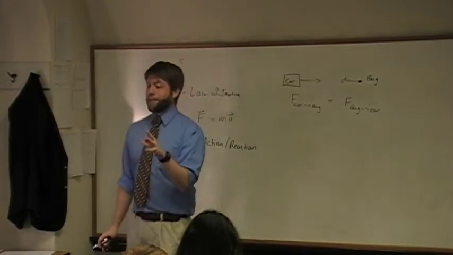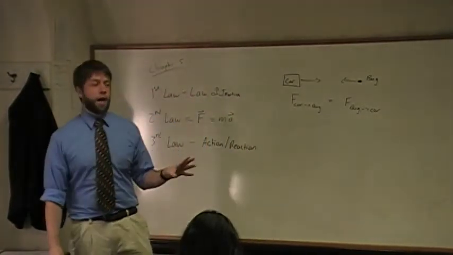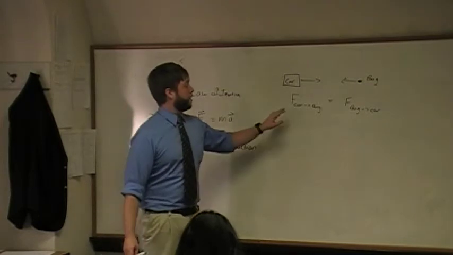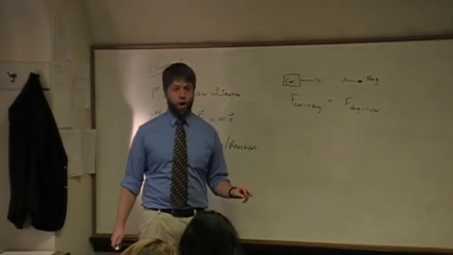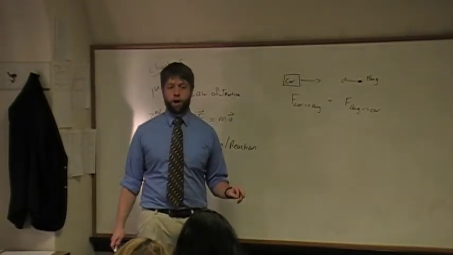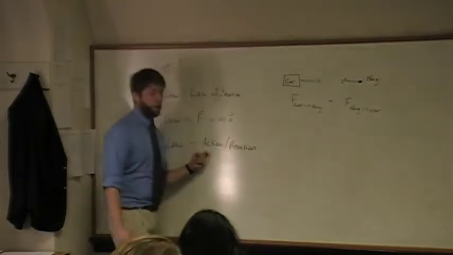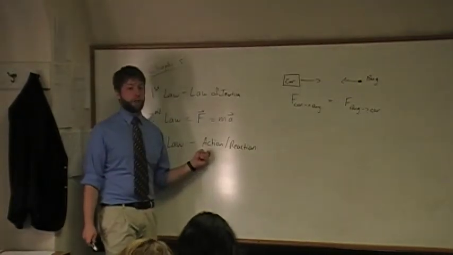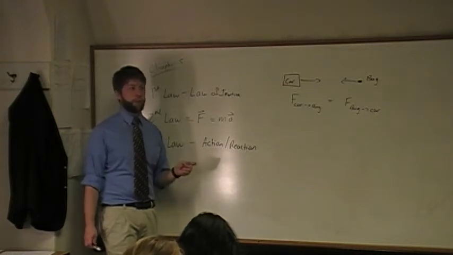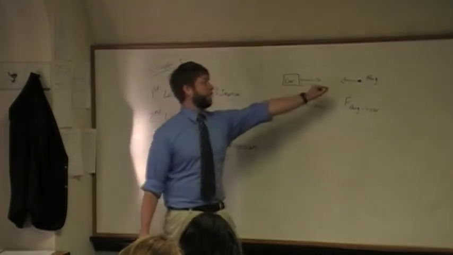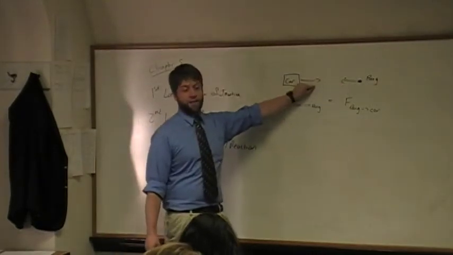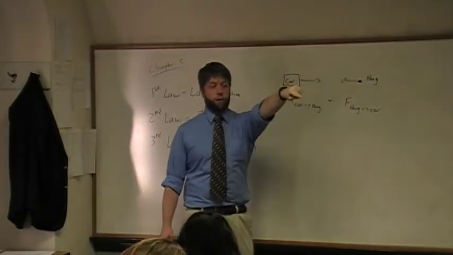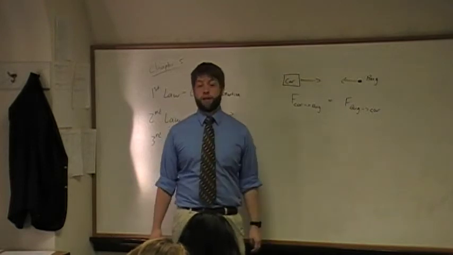But your brain doesn't like that. A lot of times students will say, wait a minute, the car is going to hit the bug much harder than the bug is going to hit the car. But we just got done talking about action-reaction. We know we can't violate this. The forces must be equal and opposite. So why is it that the bug goes kersplat and the car keeps going forward? The mass. Very good.